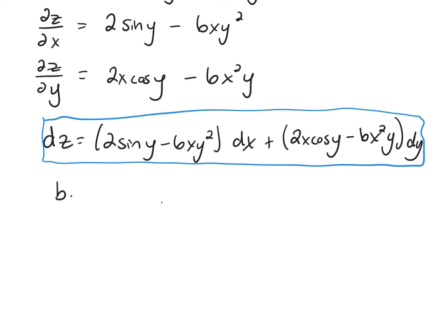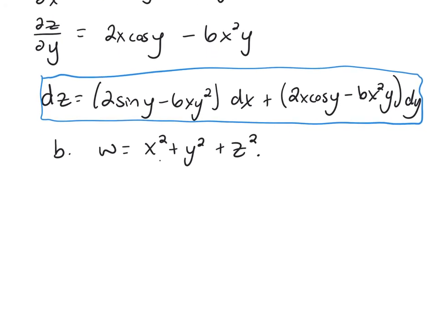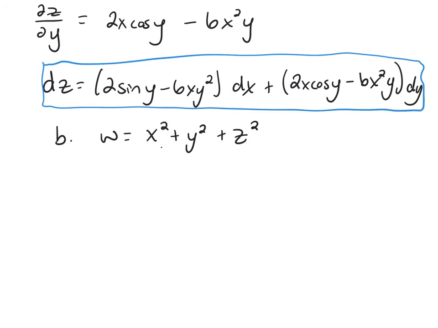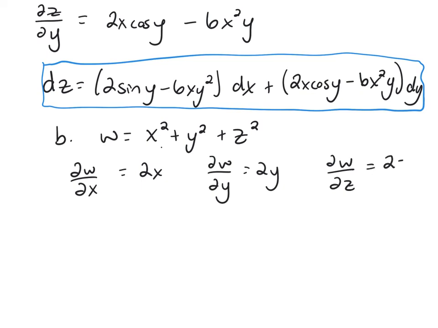B. Let's say my function is w equals x squared plus y squared plus z squared. So here, I'm looking at a function of 3 variables, x, y, and z. So now we need to take the 3 partial derivatives. So the partial derivative of w with respect to x, that will be 2x. The partial derivative of w with respect to y will be 2y. And the partial derivative of w with respect to z will be 2z.